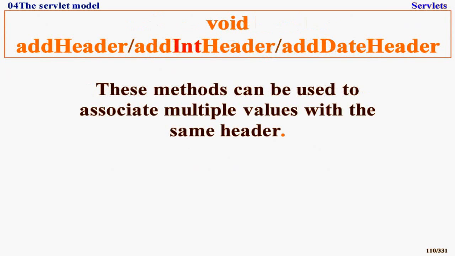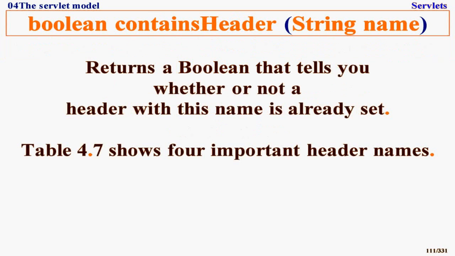void addHeader, addIntHeader, and addDateHeader. These methods can be used to associate multiple values with the same header. boolean containsHeader(String name) returns a boolean that tells you whether or not a header with this name is already set.